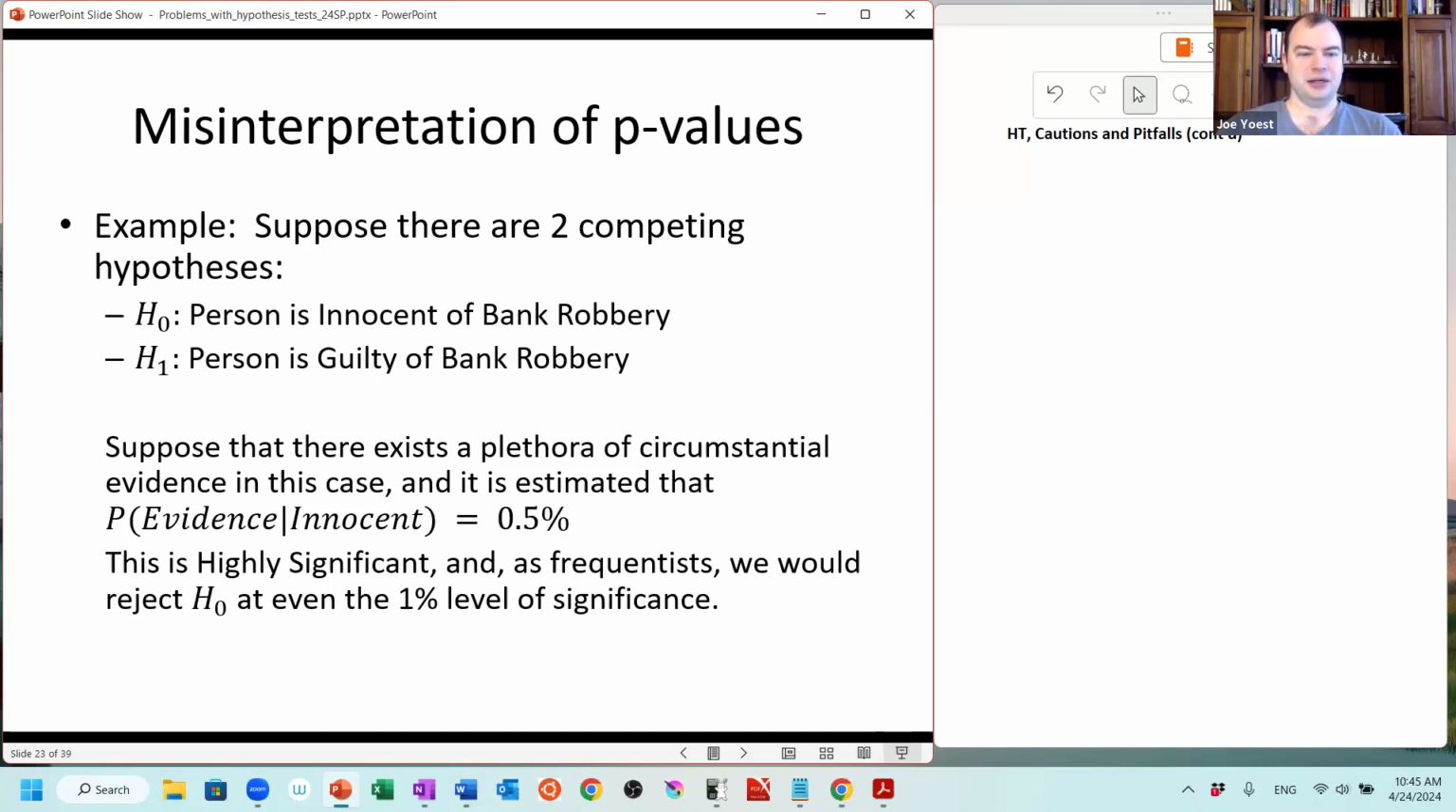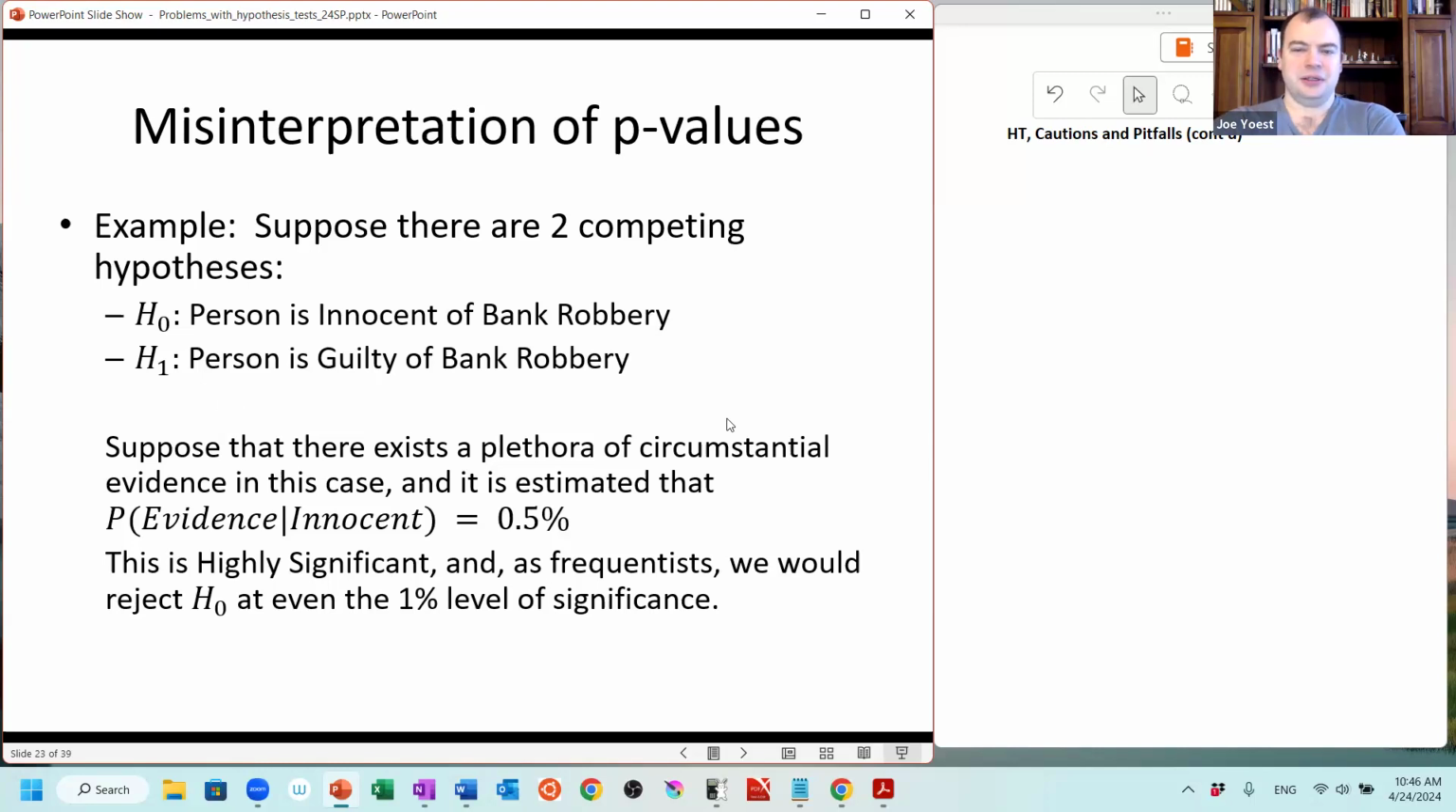We estimate that the probability that this evidence would line up against a randomly chosen innocent person from the population is 0.5%. As frequentists, we would say this is a p-value of 0.5%. This is highly significant. This is significant even at the 1% level, certainly also at the 5 or 10% level. We reject H0 in favor of H1. We declare the person guilty of bank robbery on the basis of this evidence.